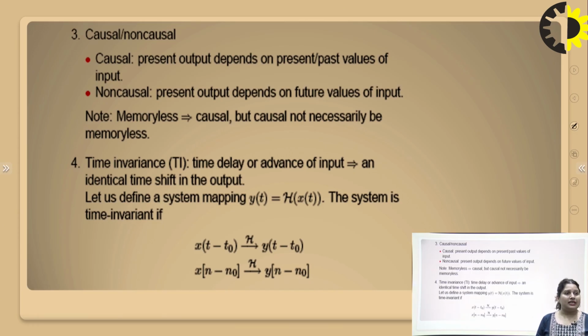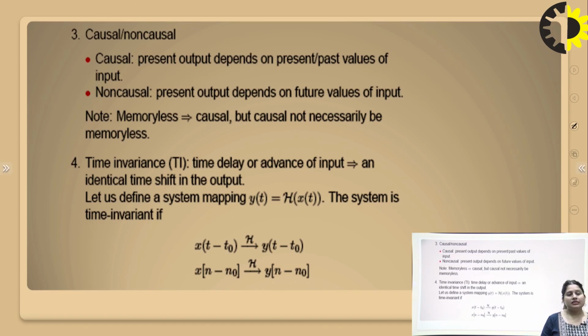So a memoryless system can be a causal system, but a causal system cannot necessarily be a memoryless system, because in the causal system we have the present and the past values also. In the memoryless system we have only the present value. So the memoryless system is a causal system, but not vice versa.